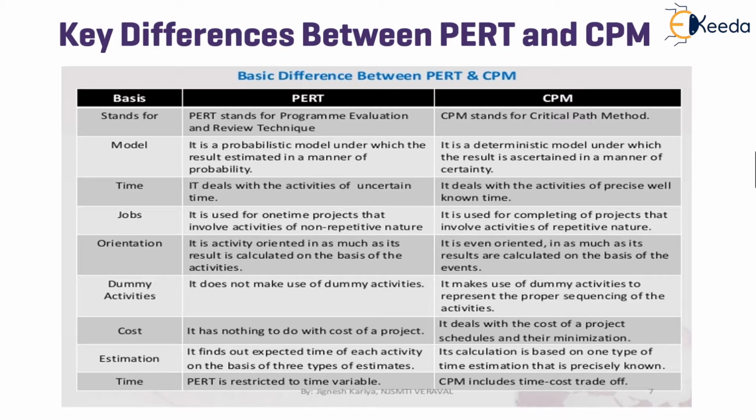The key differences between PERT and CPM have been listed below. PERT stands for Program Evaluation and Review Technique, while CPM stands for Critical Path Method. PERT is a completely probabilistic method, whereas CPM is a deterministic model, and the working for CPM is done with certainty and experience. PERT uses three types of times, and it often has uncertain times for the activities, while CPM deals with activities of precise, well-known times. PERT is used for jobs which are one-time projects.